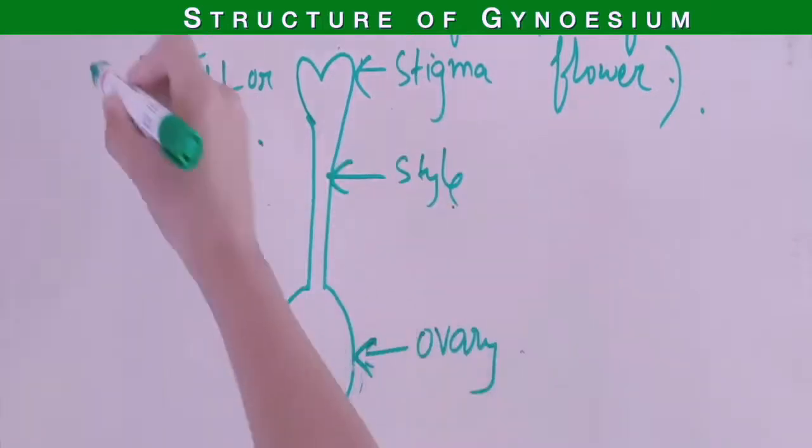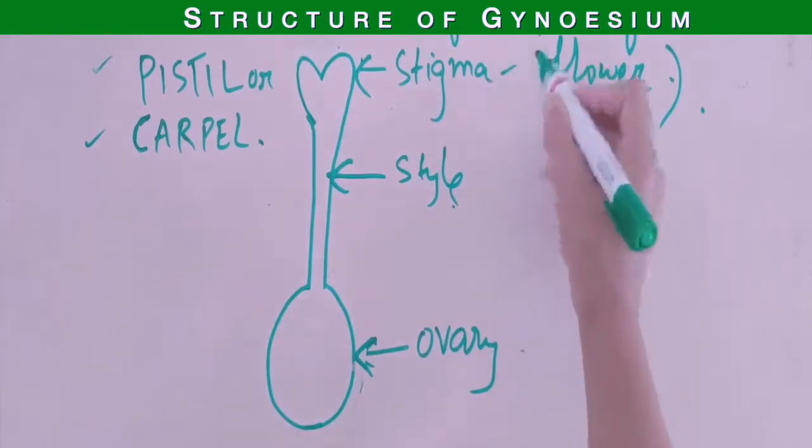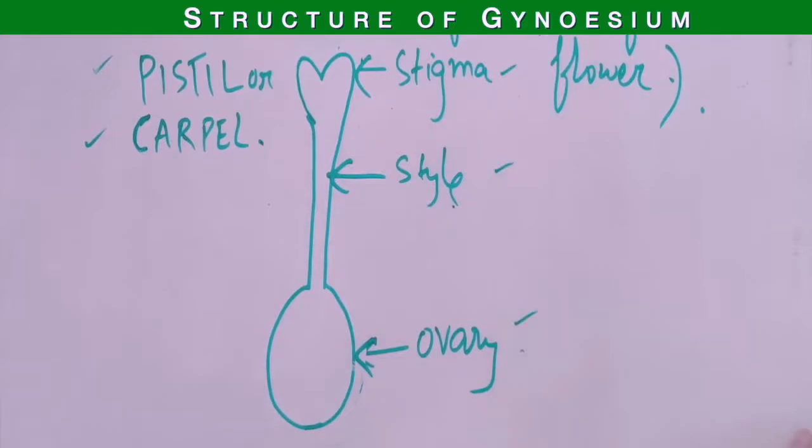The pistil or carpel consists of how many parts? Three parts: stigma, style, and ovary. This part is very important.